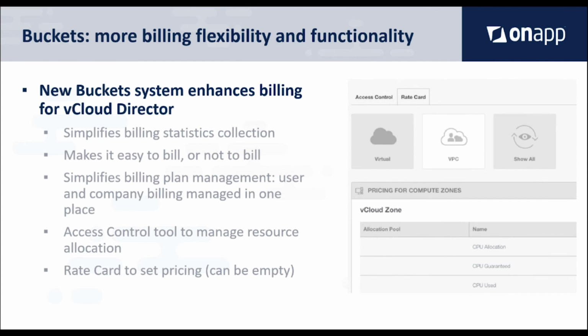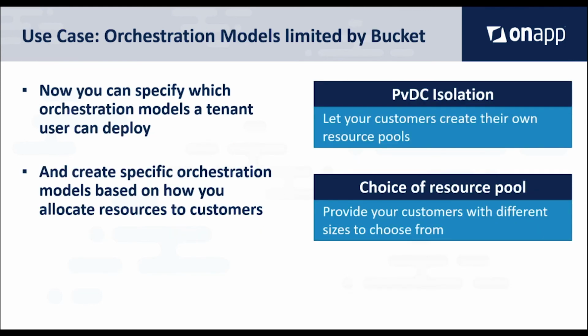Previously, we had company billing plans, which was mainly used for VCD resource pool billing. And you also had user billing plans as well. So this was quite confusing to our users. We've now merged this into a single bucket, so you can decide if you're going to bill at a resource pool level or at the user level, or even a mixture of both. We have also separated out access control and rate cards just to make it easier to tailor to your requirements. So I'll have a look at a couple of use cases for buckets.